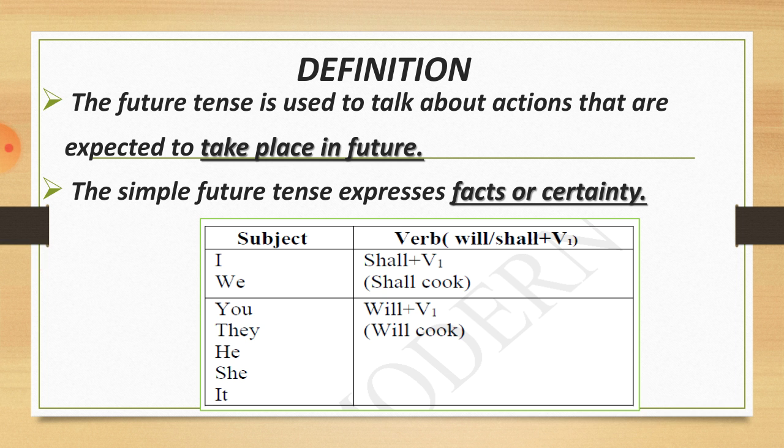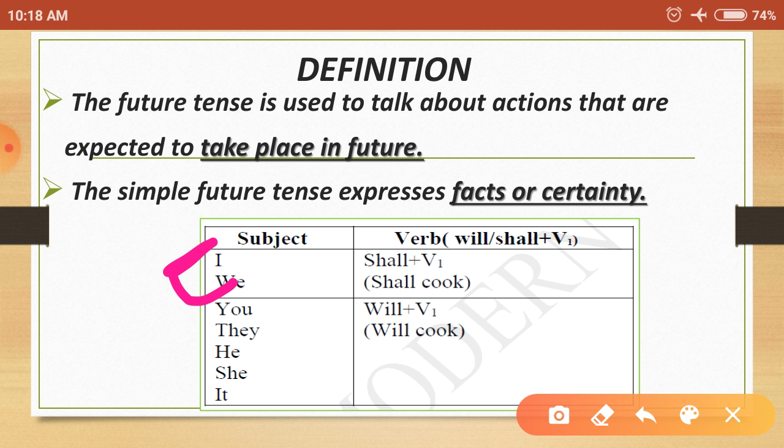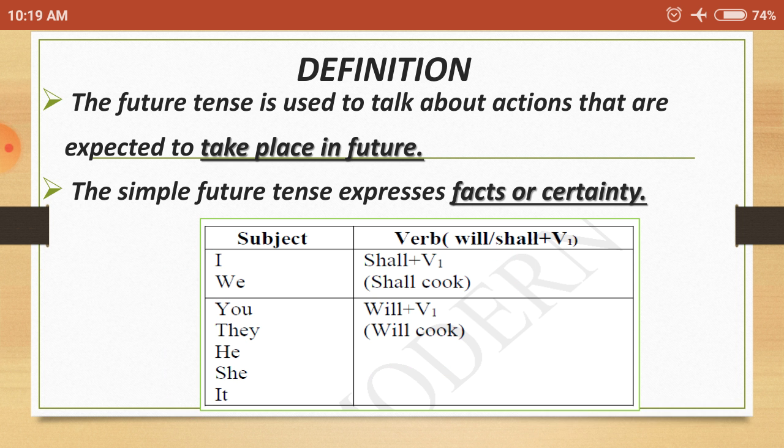And here, when the subject is I or we, there we should use shall. Okay. Shall and after that the verb. So the verb is preceded by will or shall. But when the subject is I or we, there we must use shall. Understood? And when the subject is you, they, he, she, it, there we must use will. So will plus V1, verb 1, that is cook. So any verb we can use. So when the subject is I or we, we must use shall. When the subject is you, they, he, she, it, we must use will.